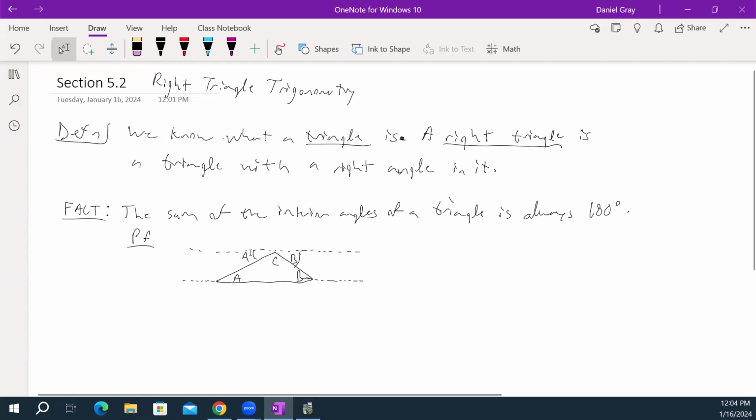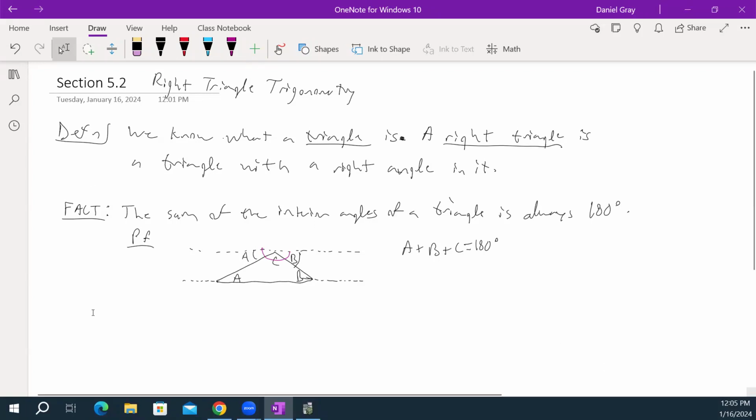Now if we consider this purple angle that goes from here to here, that's 180 degrees. So A plus C plus B is 180 degrees; A plus B plus C is equal to 180 degrees. So that's it, a nice, easy proof. In case you ever wondered, this result generalizes: if you have a polygon with n sides, then the sum of the interior angles is n minus 2 times 180 degrees.